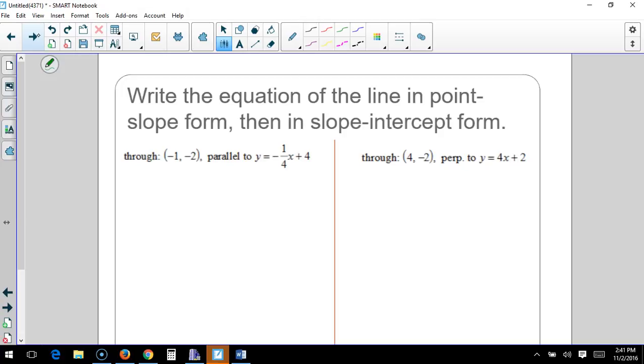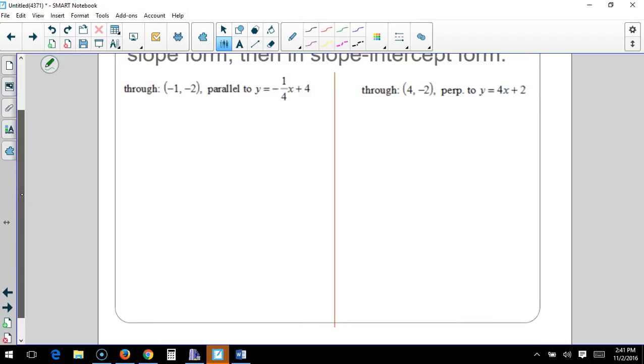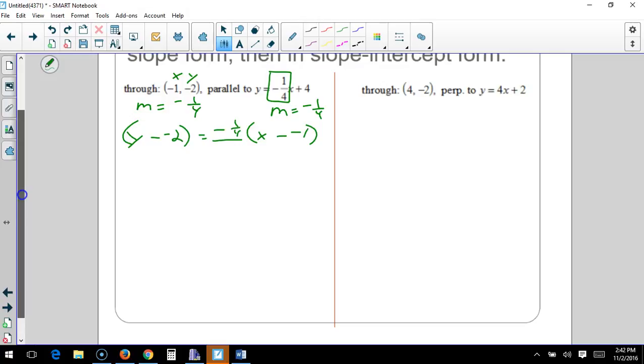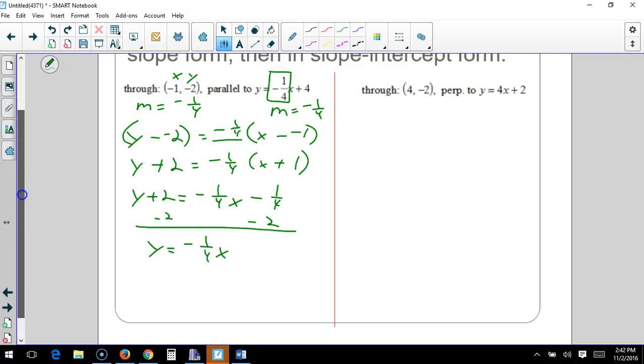Okay, we're just doing it again. Point slope form, then slope-intercept form. So, parallel to this. This is basically the same as saying m equals negative 1/4. So we're going to use the same slope here, negative 1/4. So y minus something equals m times x minus something. X, y. Y minus negative 2, m is negative 1/4, and x minus negative 1. I'm going to simplify it to y plus 2 equals negative 1/4 times x plus 1, because now we're going to send that negative 1/4 in to change it into slope-intercept form. So y plus 2 equals negative 1/4 x minus 1/4. We're going to subtract 2 from both sides to get y equals negative 1/4 x minus 2 1/4.